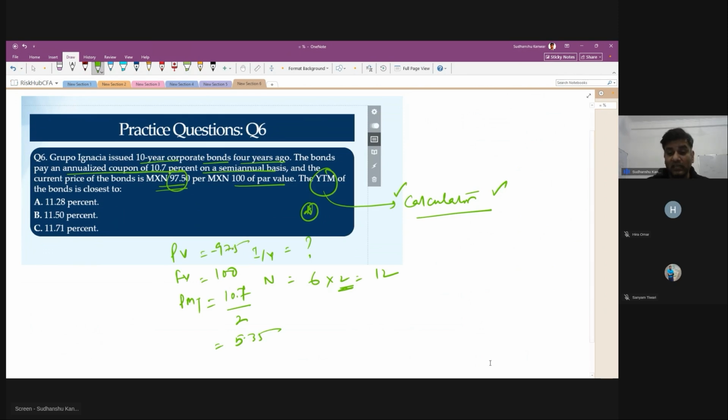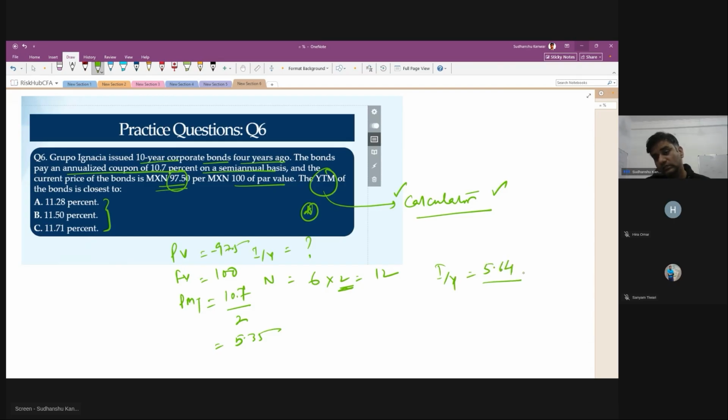But here there is again a small twist which a lot of students miss out, and which can be confusing in the exam. Even though here the options are easy, the point why I'm telling you is that sometimes people get very close options. So when you solve this, you will get I by Y equal to 5.64.